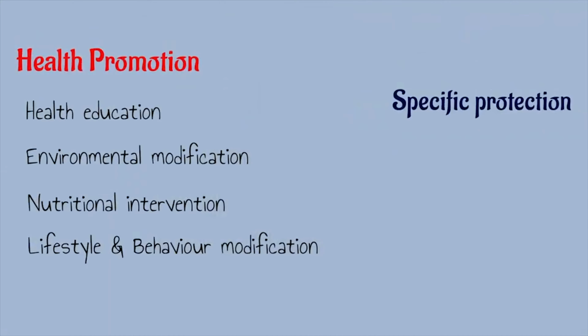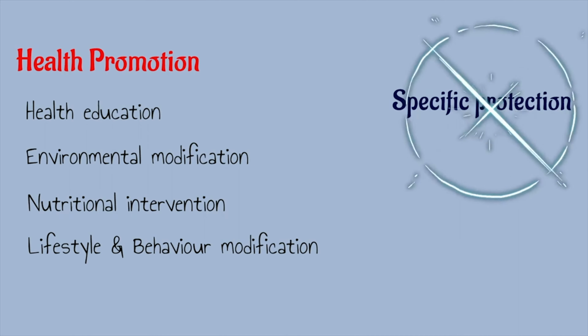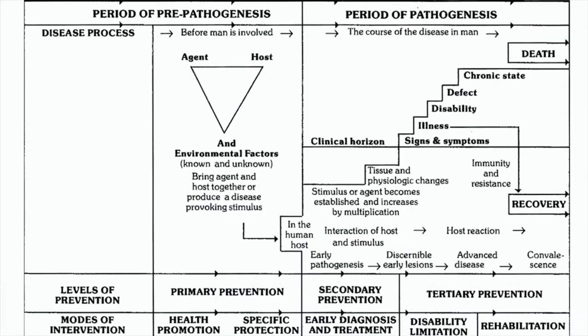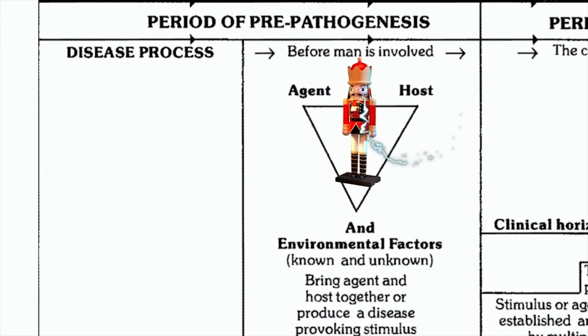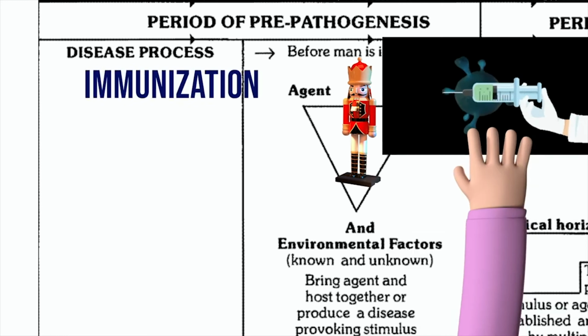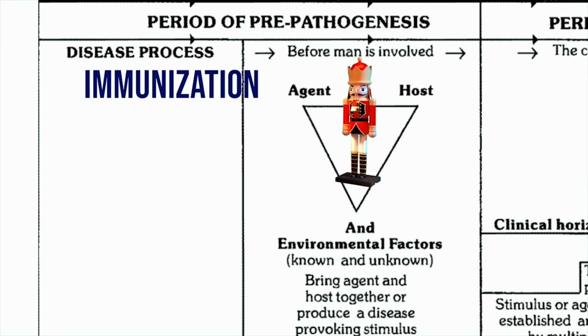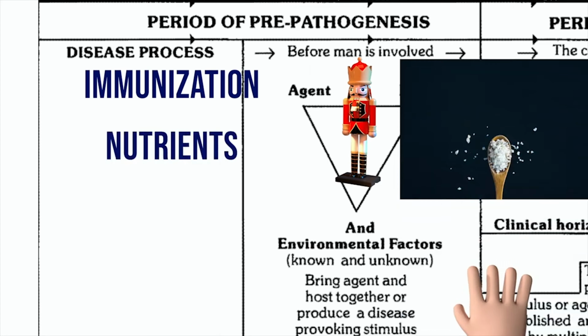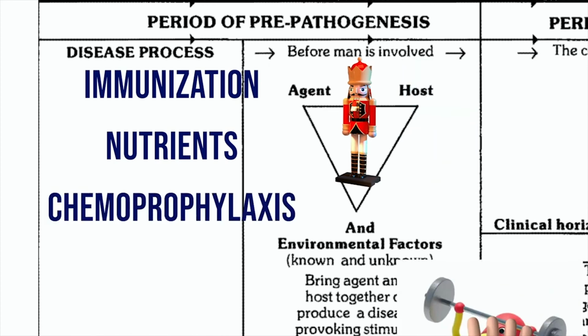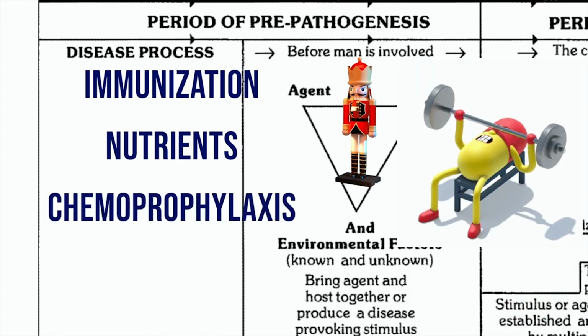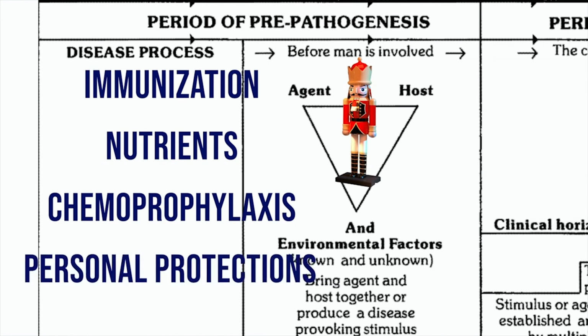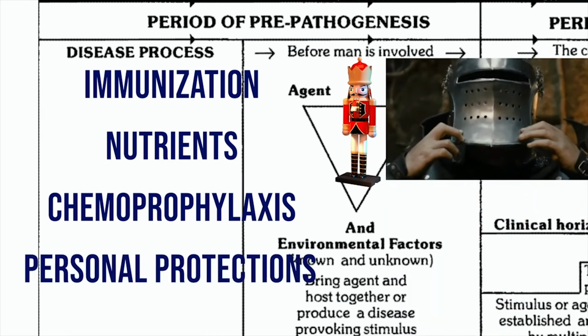That is primary prevention. Another useful mode of intervention in primary prevention is specific protection. How can we protect the host so that the disease agent cannot infect him? Well, it is possible through immunization, by taking vaccines against various diseases, and using specific nutrients like iodized salt to prevent goiter are the examples. Chemoprophylaxis, for example chloroquine or doxycycline to prevent malaria, use of a helmet to prevent severe brain injury, and so on.